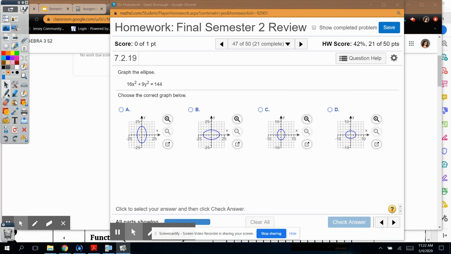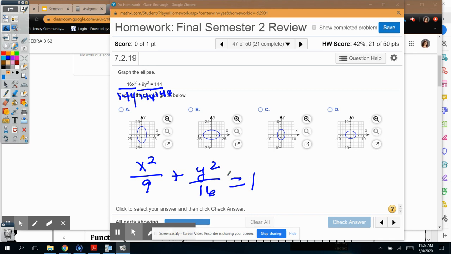Okay, I'm just going to finish the video. I think I have time. Okay, this is an ellipse. The center is 0, 0. We're going to divide everybody by 144 and simplify those fractions. So that gives me an x squared over 9 plus a y squared over 16 equals 1.